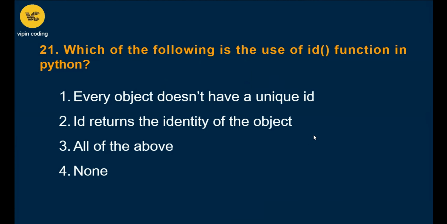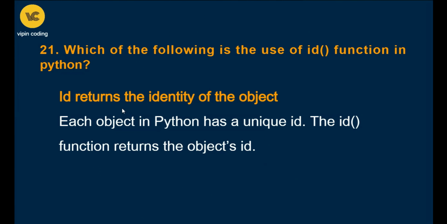Our first question is, which of the following is the use of id function in Python? First option is, every object does not have a unique id. Second, id returns the identity of the object. Third one is all of the above. And fourth is none of the above, right? So let's see the answer for this question.